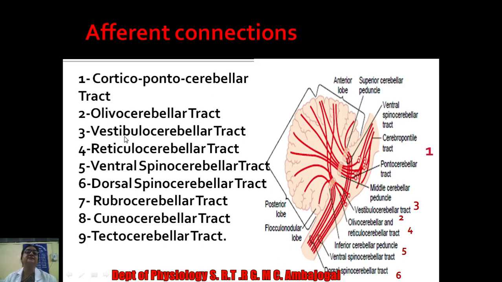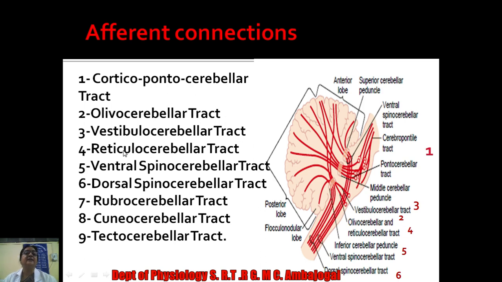Then the next tract is the vestibulocerebellar tract. As the name says, this tract carries information from the ipsilateral vestibular nuclei as well as from the vestibular apparatus to the cerebellum. This information is mainly supplied to the flocculonodular lobe and vermis of the cerebellum, and it is important for the maintenance of tone, posture and equilibrium.